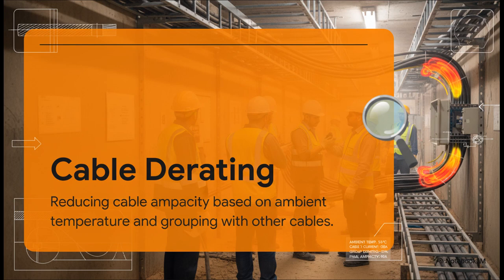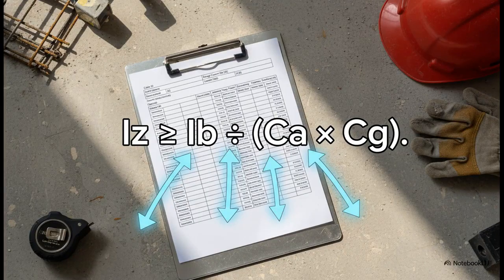You have to derate it, reducing its capacity to account for both the high ambient temperature and the heat generated when you group a bunch of cables together. And here it is, the exact formula, pulled straight from the standards. The rating you need, that's IZEL, has to be bigger than your design current divided by all your derating factors. This isn't just theory. Your QA/QC inspector will use this exact formula to audit your cable schedules. Your paperwork has to be perfect.